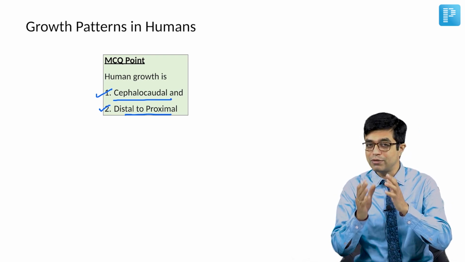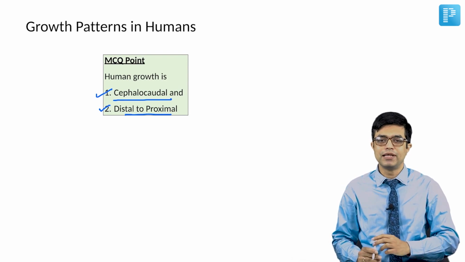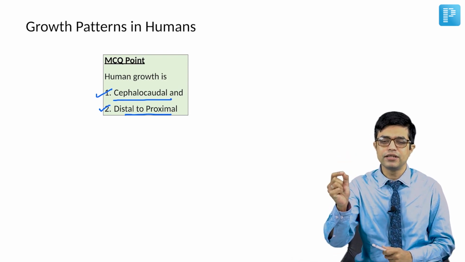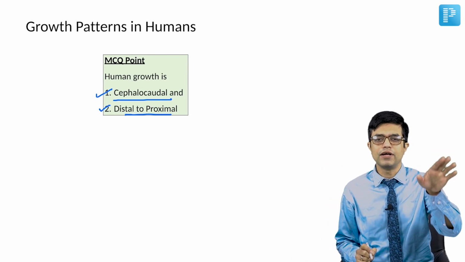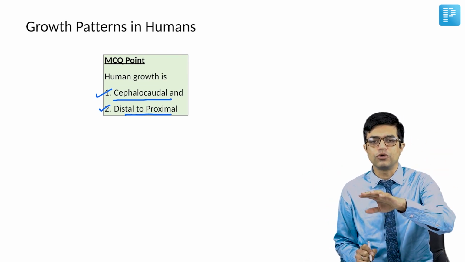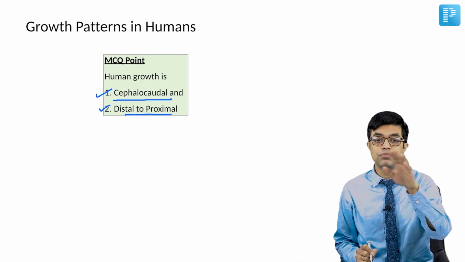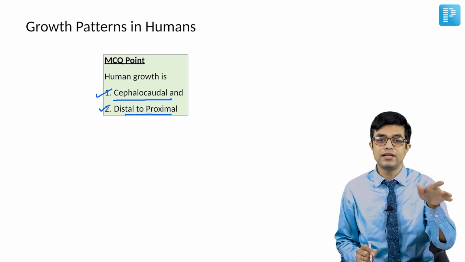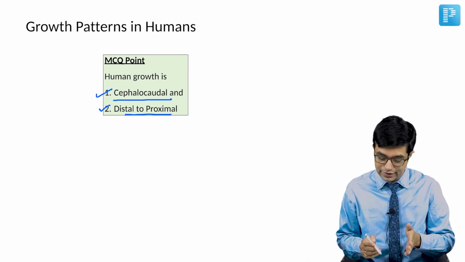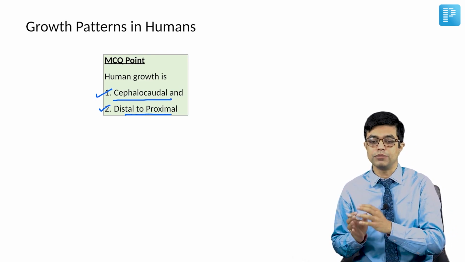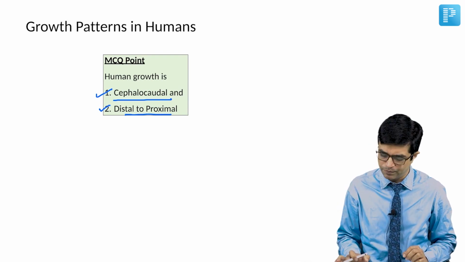Questions can be asked. How can an MCQ be asked in super speciality? They may ask you what is correct regarding the growth pattern in humans. Four options will be there. First option, cephalocaudal, distal to proximal. Cephalocaudal, proximal to distal. Caudocephalic, distal to proximal. Caudocephalic, proximal to distal. Your answer will be A, that is cephalocaudal and distal to proximal. So, this is the first thing that you need to remember.